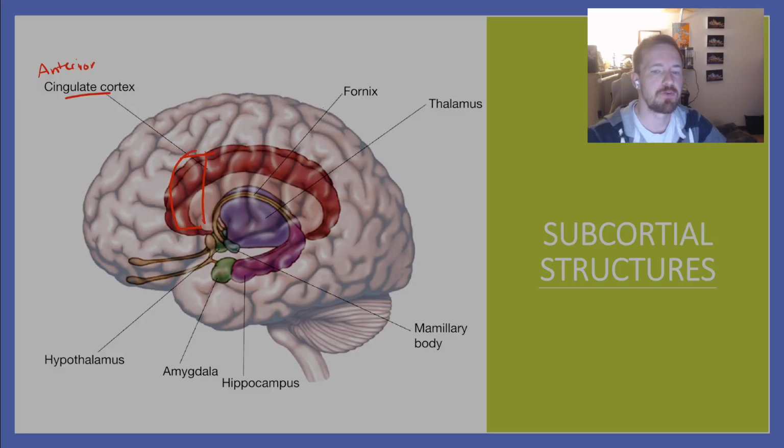Let's see, what else we got? Fornix. Don't worry about fornix. We're not going to talk about fornix all that much. The thalamus and the hypothalamus. These two structures are going to be used a lot in sensory processing. They're going to be kind of like the sensory gateway for incoming sensory signals and how they are processed before being distributed to other parts of the brain.